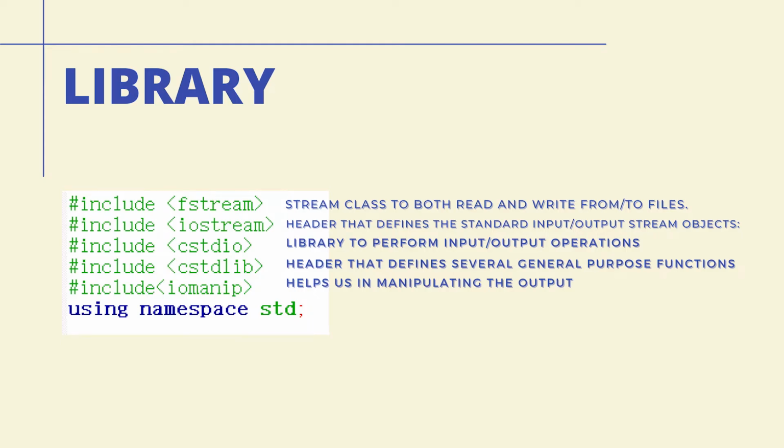In this coding, 5 libraries are used. The first one is the fstream library, which is a stream class to both read and write from and to files. Next up, we have iostream, which is a header that defines the standard input and output stream objects. Next, we have cstdio, which is a library to perform input-output operations. And we have the cstdlib library, which is the header that defines several general purpose functions. And lastly, we have iomanip, which helps us in manipulating the output.